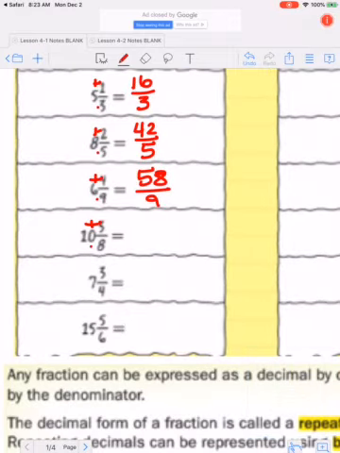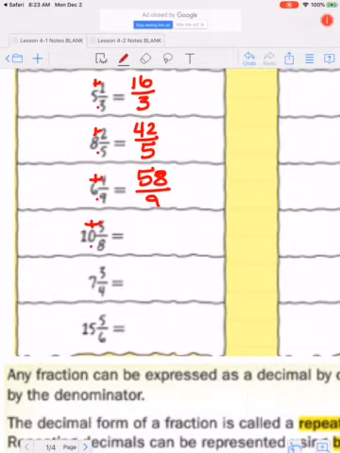The next one, 7 times 4 plus 3. 7 times 4 is 28, plus 3 is 31 over 4. Then our last one here is 15 times 6 plus 5, and that would be 95 over 6. Okay, so for the second column, we have to change our improper fractions back into mixed numbers.